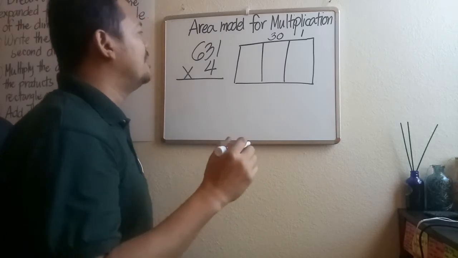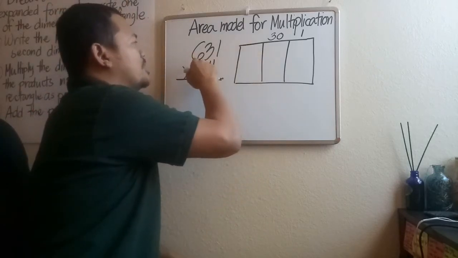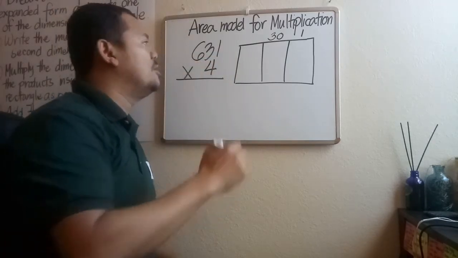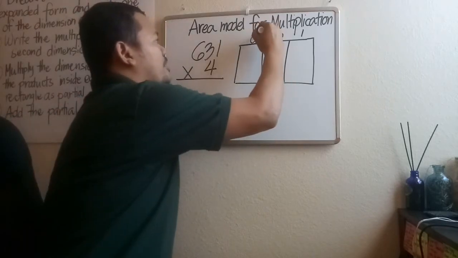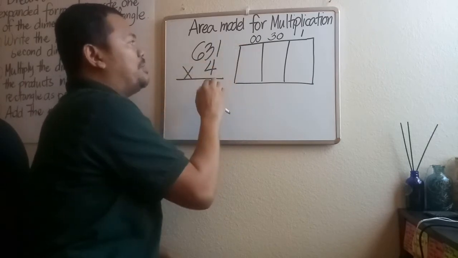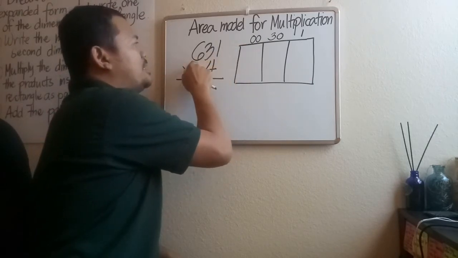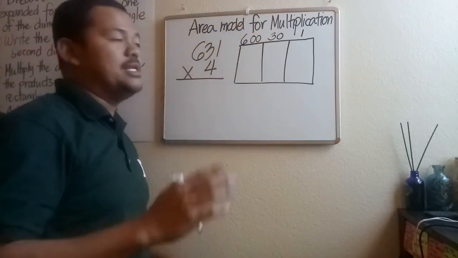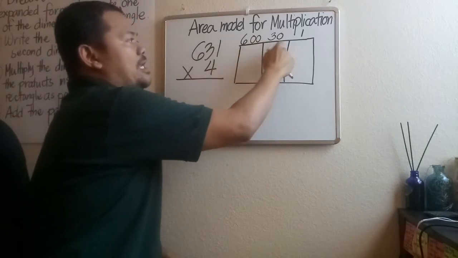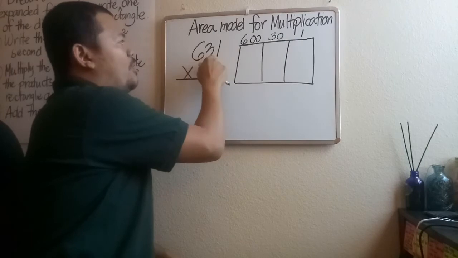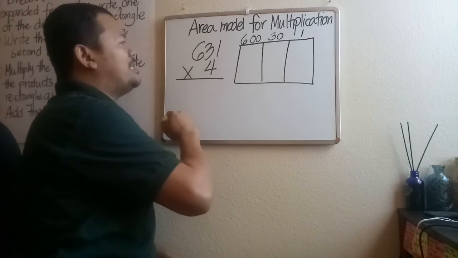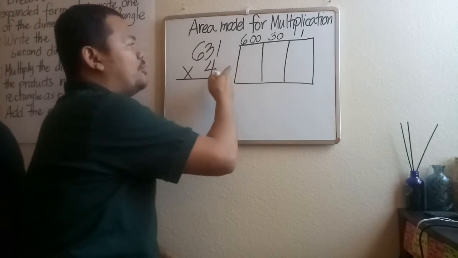Okay? Next, what place value is in our hundreds? How many zeros are there in hundreds? We got 2 zeros. Now, what number is in our hundreds place value? We got here 6. Now, we got the one dimension already expanded. 600, 30, and 1. Okay? 631. Now, let us write our multiplier on the other dimension.